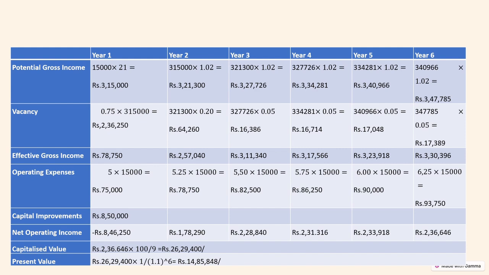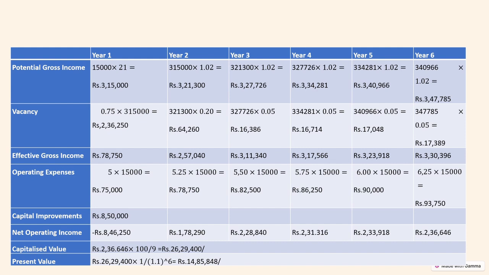So 20% means 64,260. So the effective income will be 2,57,040, and operating expenses are increasing by 0.25 rupees per year. So instead of 5 rupees, it will be 5.25 into 15,000, which is 78,750. So net income will be 1,78,290. So from the effective income, you deduct the operating costs.